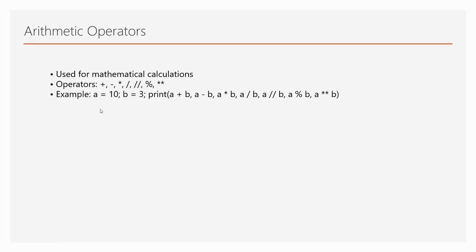Okay, so you can see an example, like for example a equal to 10, b equal to 3. So you can print a statement where you are doing addition, subtraction, multiplication, division, floor division. This is the modulo operator, percentage sign, which will just give you the remainder, and this is exponential.